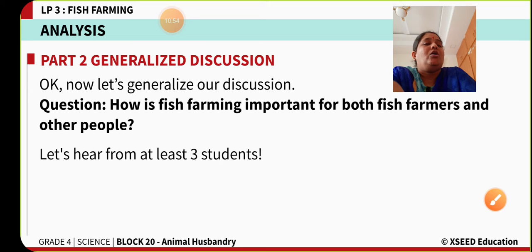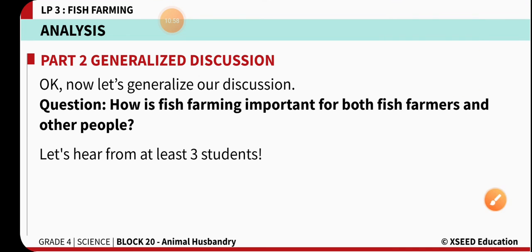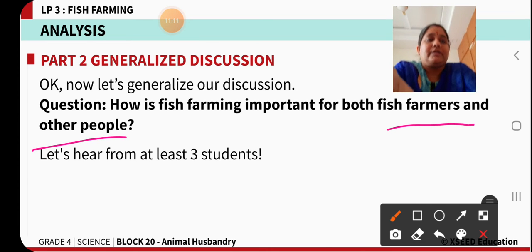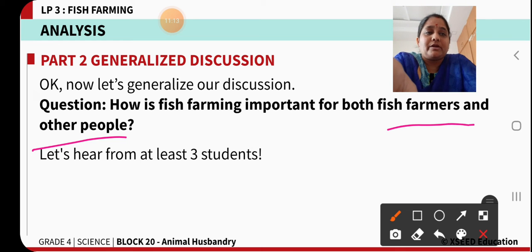How is fish farming important for both fishermen and other people? For a fisherman, he can sell the fishes and earn money. So in earning money, it is very important for him. And other people are able to get their selected variety of fishes at a cheaper cost. That is the benefit for the other people.